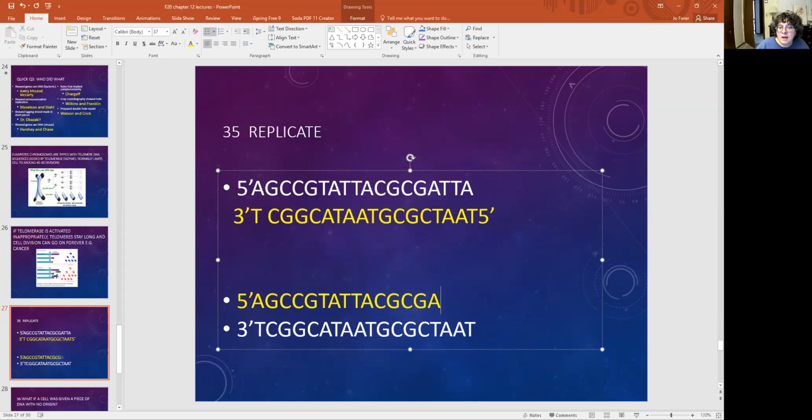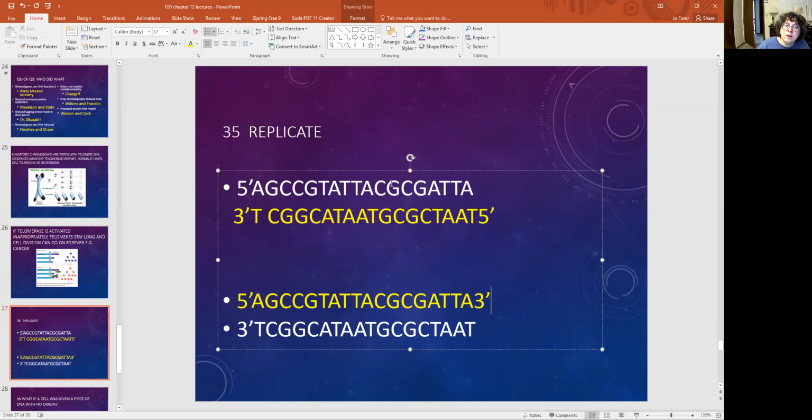And then we have an A pairing with the T. We've got 2 A's in our pattern or template, which is going to mean 2 T's in the new DNA. And then our 3' end is going to have an A on the end.